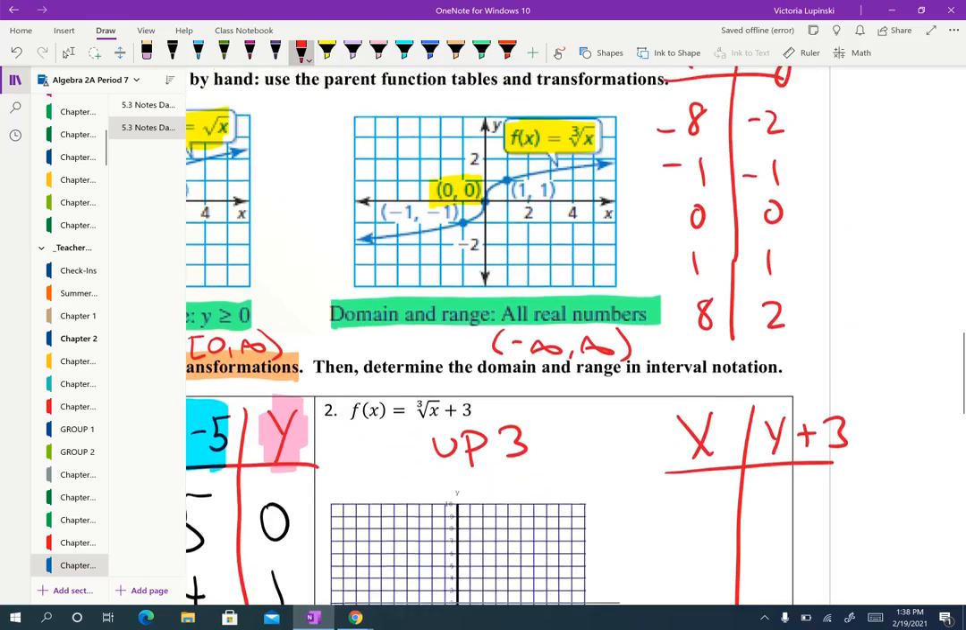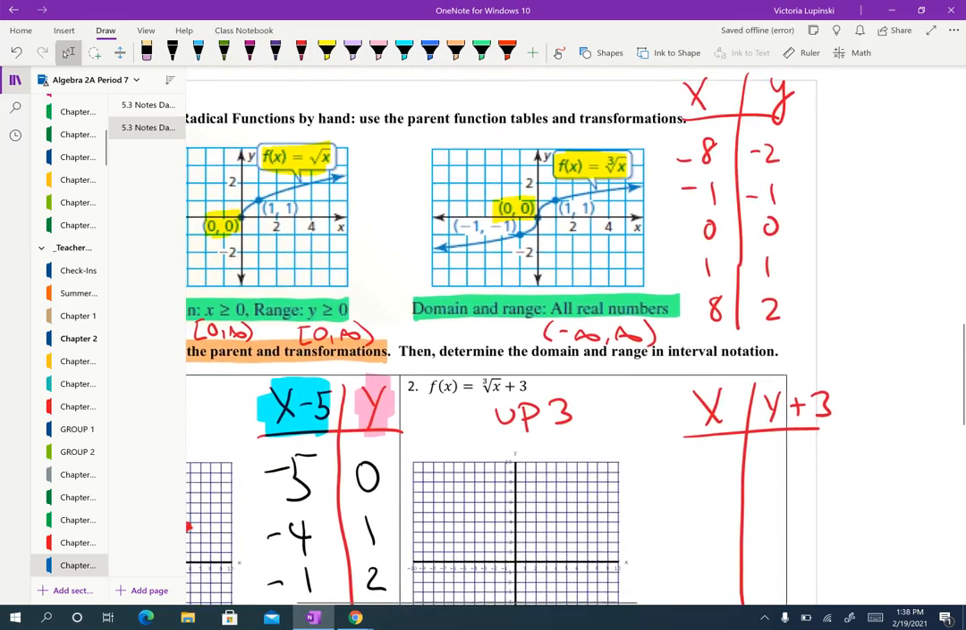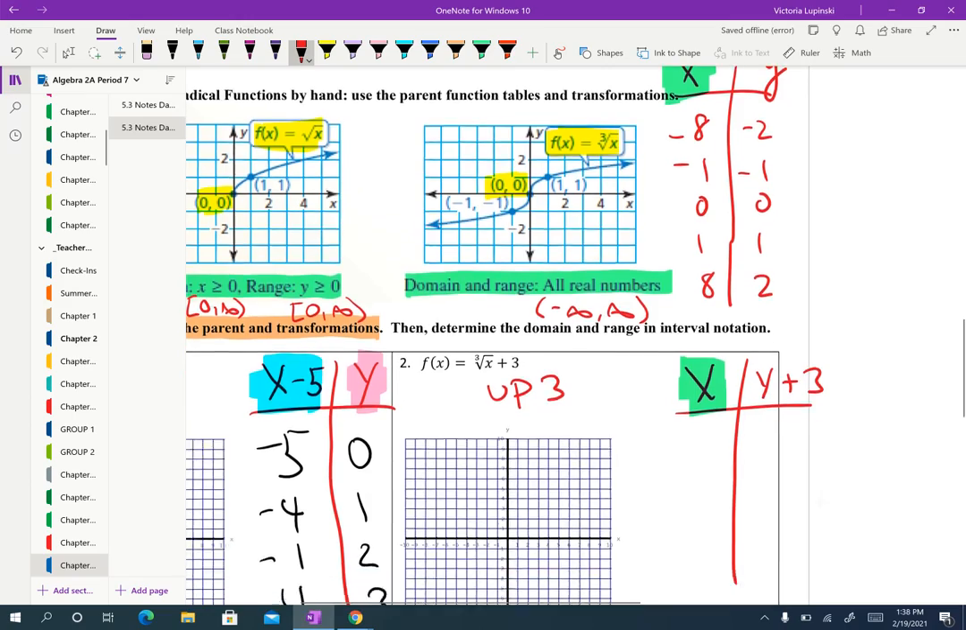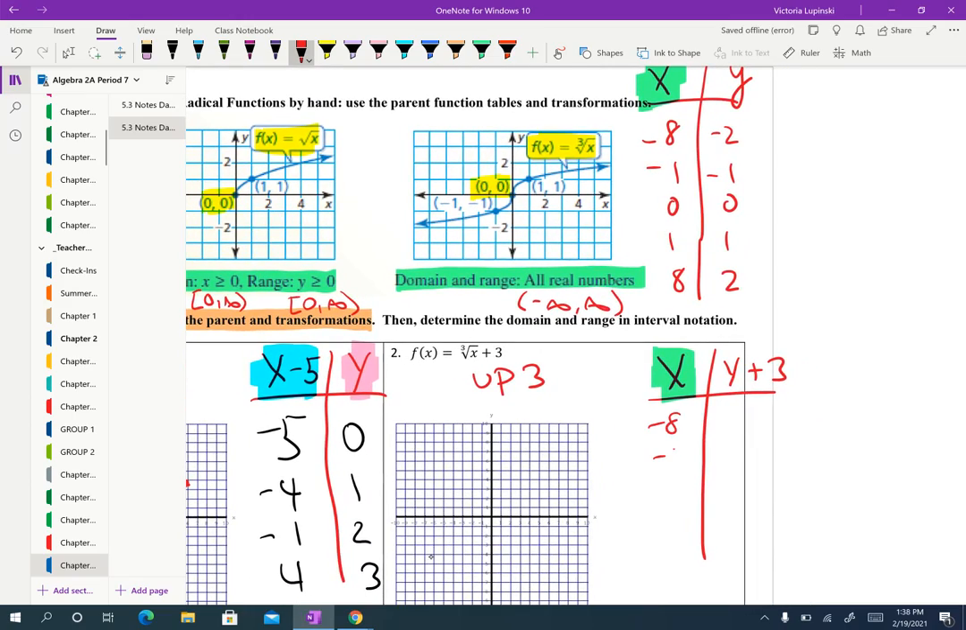So again, go back to your parent function table, which is above. Everything from the x column is going to stay exactly the same. So you're going to continue to have negative 8, negative 1, 0, 1, and 8. But then for everything that's in the y column, you're going to have to add 3 to it. So if you add 3 to all those values, negative 2 plus 3 is 1, negative 1 plus 3 is 2, 0 plus 3 is 3, 4, and 5.